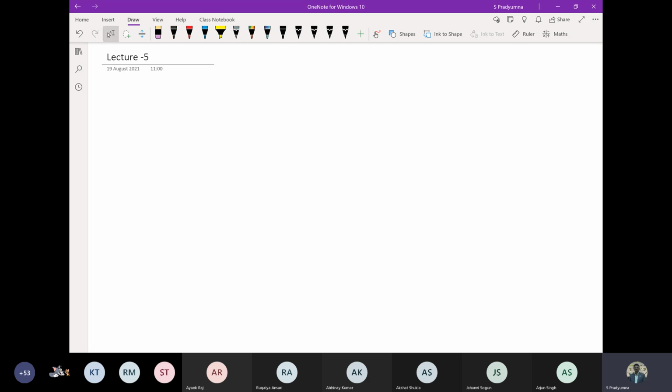In the last class, we solved some examples, how to get the principal stresses, how to get the direction of the principal plane and all. Let us take something interesting today.